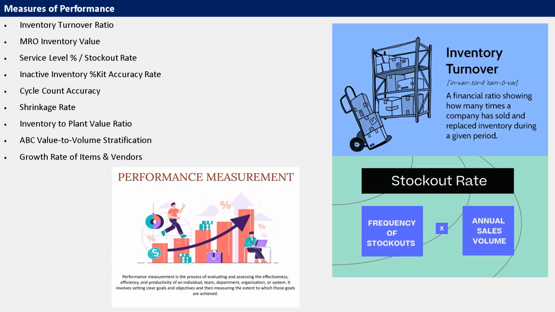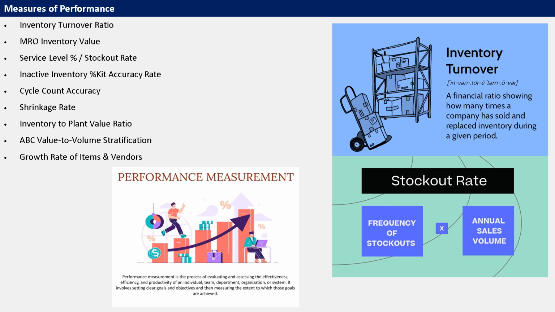Measuring the performance of materials and inventory management is essential for identifying inefficiencies, improving availability, and controlling costs. One of the most basic metrics is MRO inventory value, which tracks the total value of parts and materials in stock. Monitoring this monthly or annually helps ensure working capital isn't tied up in excessive or obsolete inventory.